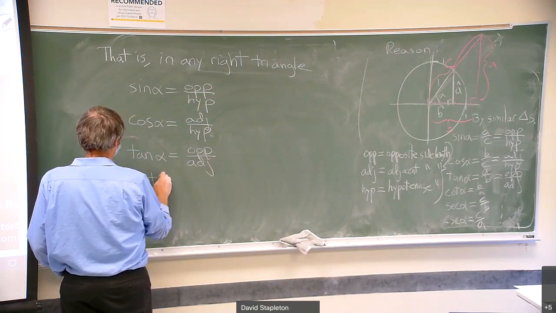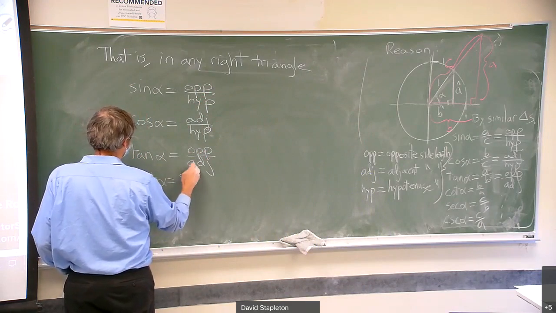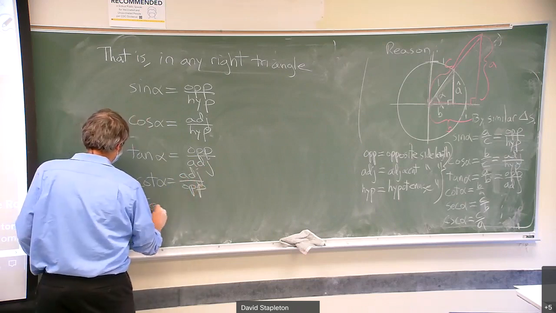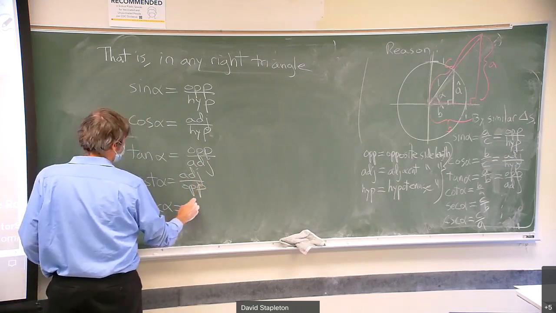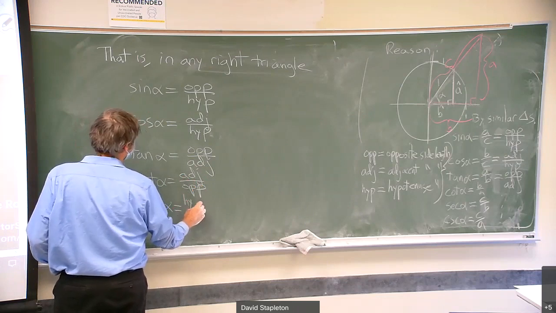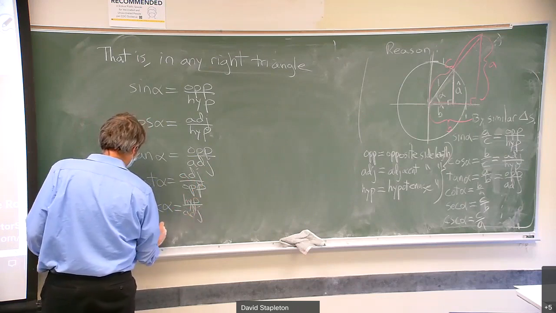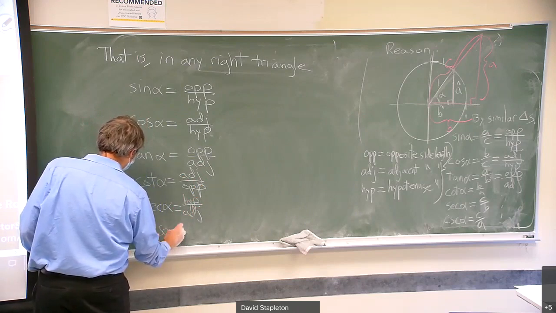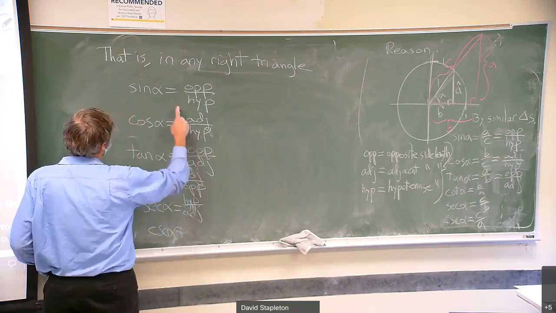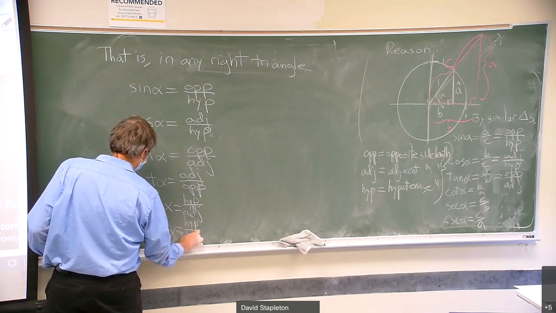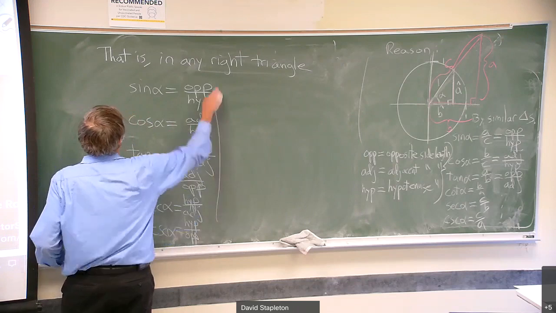The cotangent is the reciprocal of tangent, adjacent over opposite. The secant will be the reciprocal of the cosine, hypotenuse over adjacent. And the cosecant will be the reciprocal of sine, hypotenuse over opposite. So you need absolutely to memorize these.